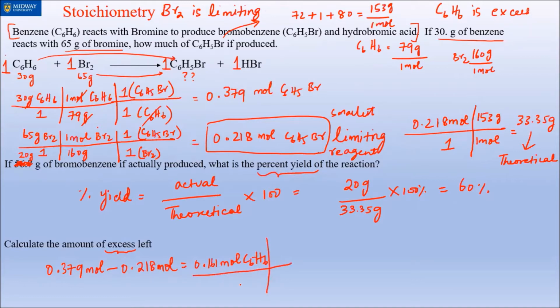So again, you put a 1. You want to go from moles to grams, which means we multiply by the molar mass of benzene, which is 78 grams, is it? Yeah, 79 grams over 1 mole. 0.161 times 79 is 12.71 grams. What we are really saying is, you started with 30 grams of benzene, of which 12.71 grams is left unused.